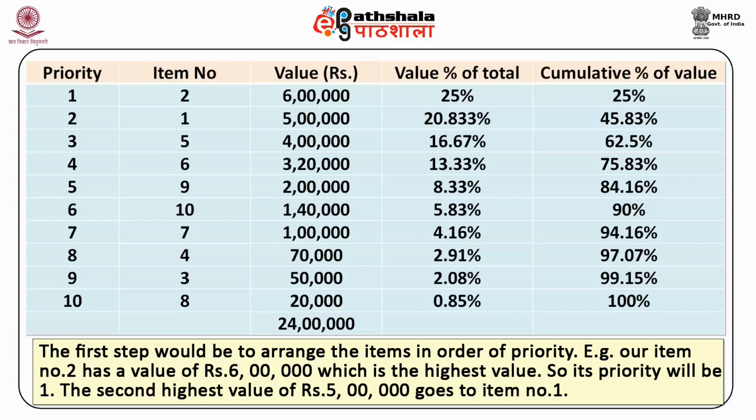Items 6, 9, 10 are classified as group B, comprising 27% in value and 32.5% in number of items. Items 7, 4, 3, 8 are classified as group C, comprising only 5% in value and 50% in number of items.